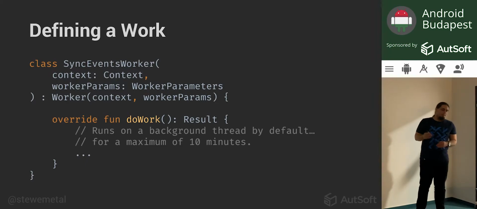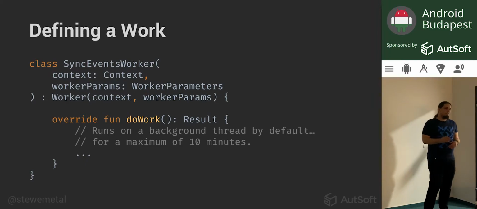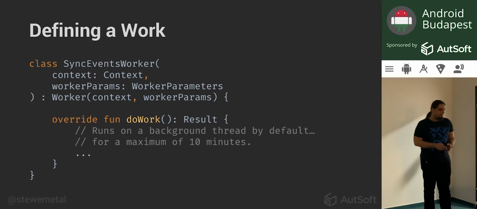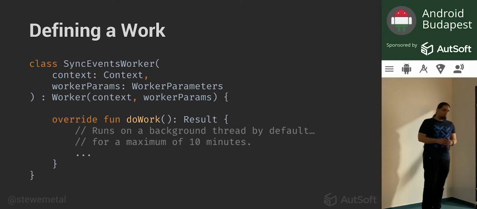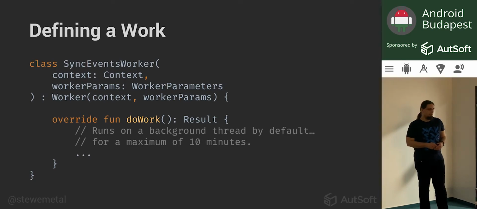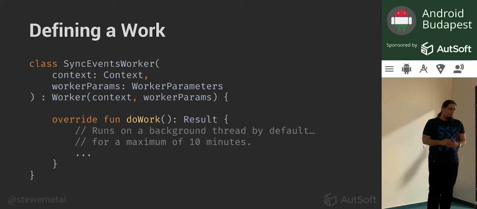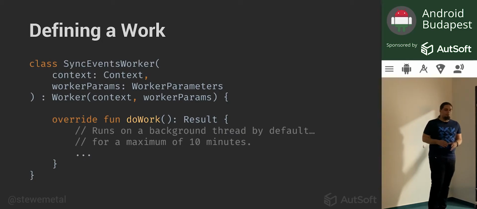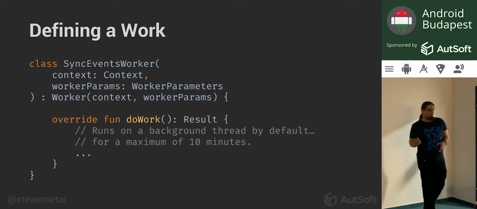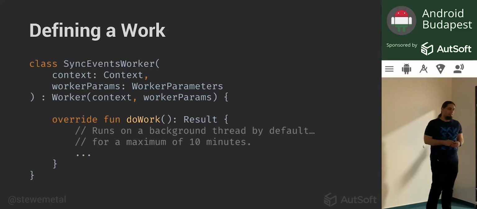The Worker class actually needs two parameters, the context, like everything else on Android, and the worker parameters, which will be available later when the work actually gets scheduled. By implementing the Worker, we only have one thing to do, to implement the doWork method to override it, and the doWork method should return a result at the end of its run.